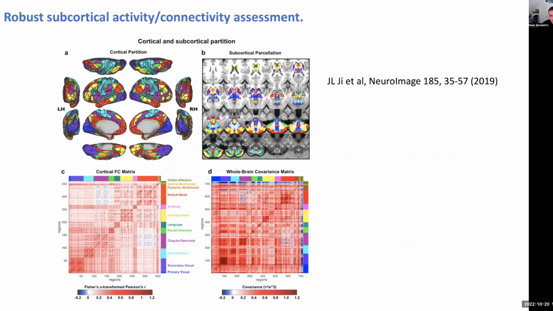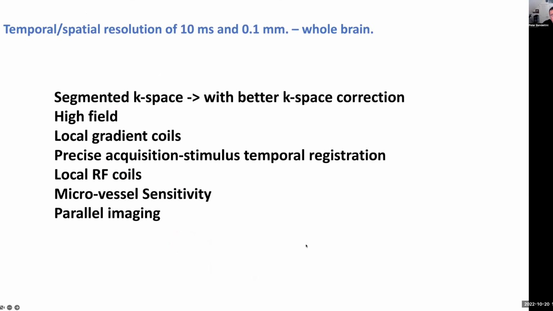Okay, and there's another nice paper, I just found this recently, a really nice paper that shows connectivity matrices with cortex and also the covariance matrix with various areas in subcortical areas. Okay, I think we're getting towards the end here.